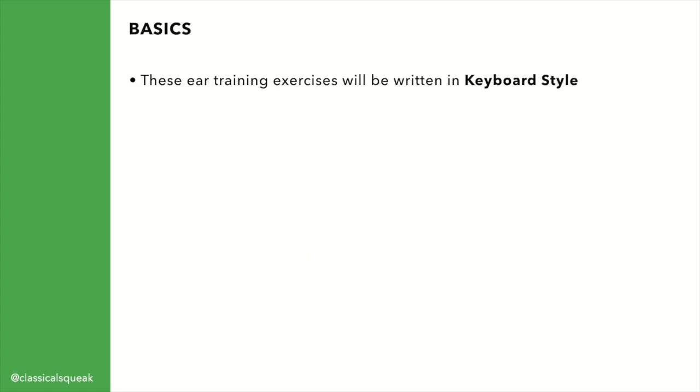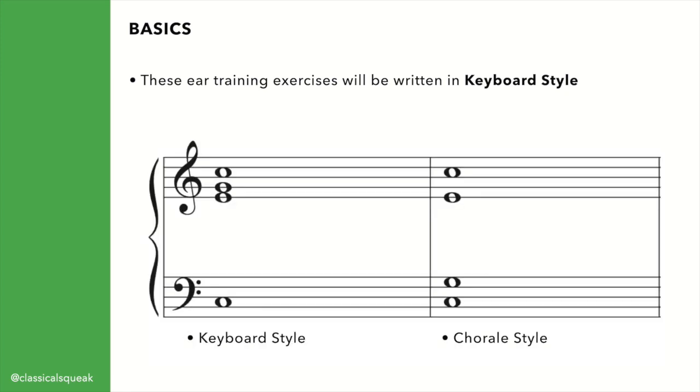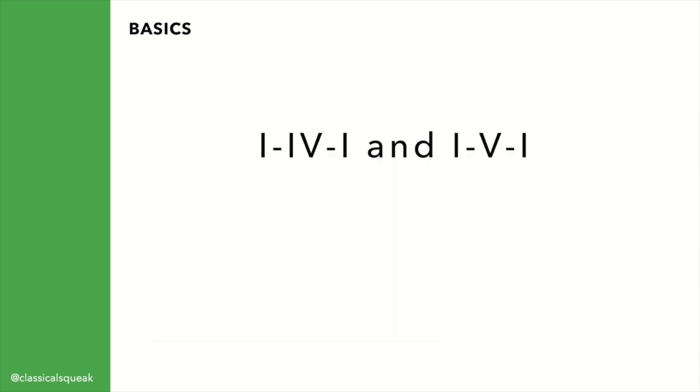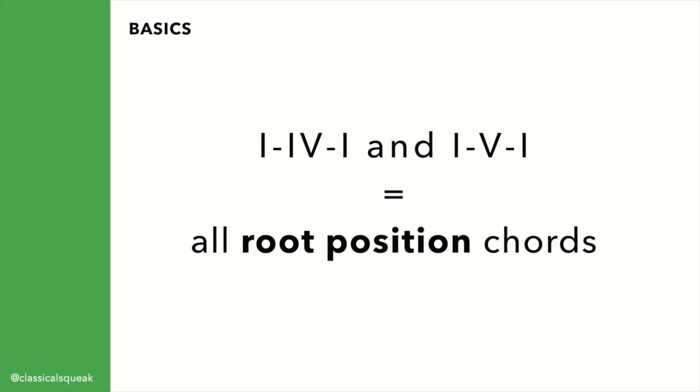For these ear training videos, the chord progressions will be written in keyboard style, which means 3 voices in the treble clef and 1 voice in the bass clef. If we are in a major key, 1, 4, and 5 are all major chords. If we are working with 1-4-1 and 1-5-1 exclusively, this means that all of the chords are in root position.